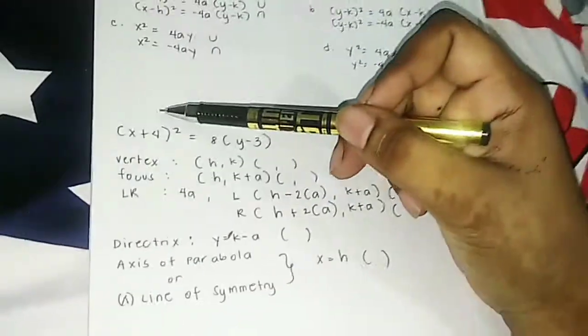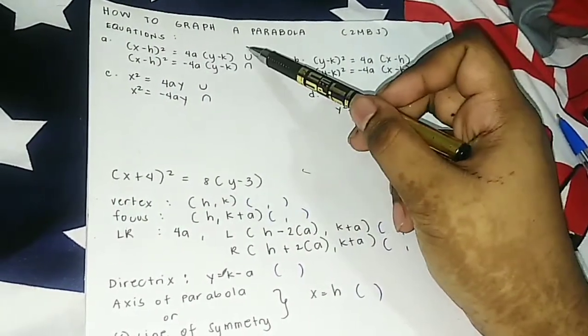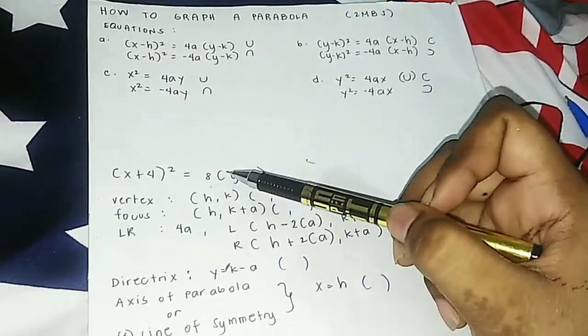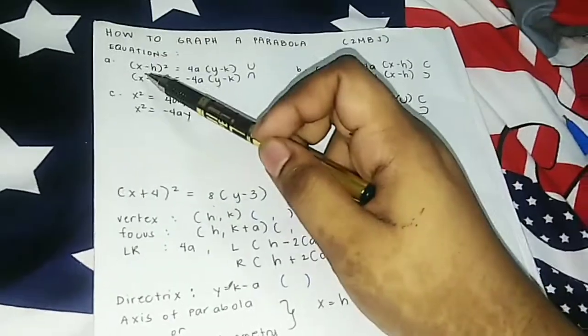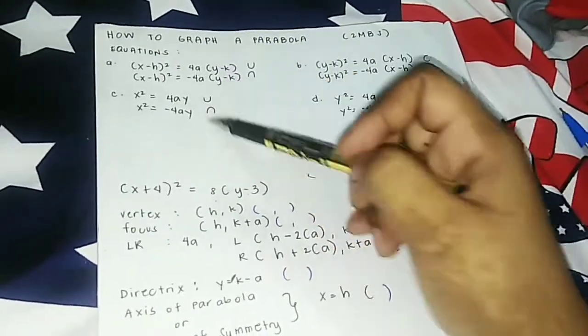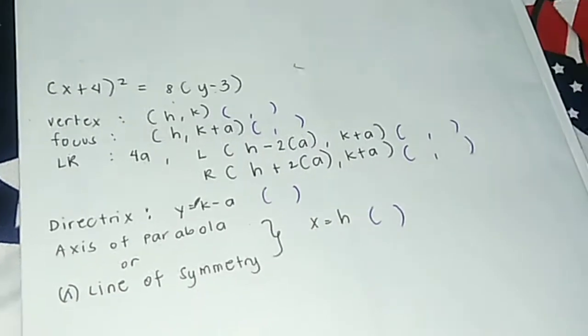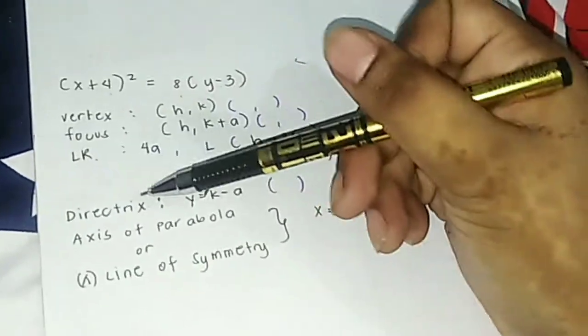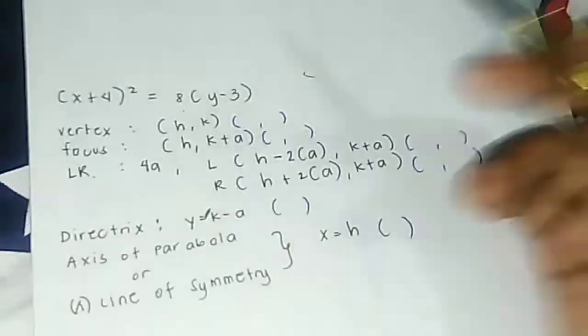So, we found that our equation opens upward, in which our equation is (x plus 4) squared equals positive 8 times the quantity (y minus 3). So, there it is. Our 4a is positive. To graph our parabola, we first need to solve for our vertex, focus, latus rectum, directrix, and line of symmetry or the axis of the parabola.